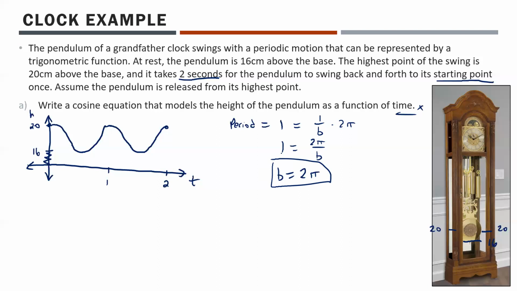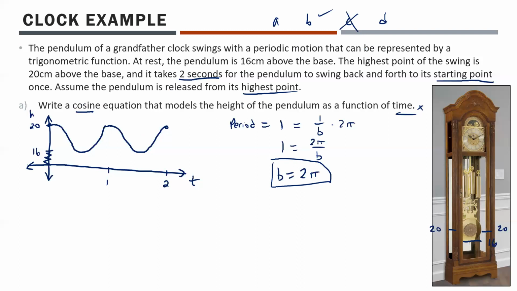Now let's also figure out our other components. Remember, we need a, b, C, and D. B we've already got. The next one we'll address is C, especially because when we have our graph, I hope it's a little bit more obvious to you. Since it's a cosine equation, cosine starts at its max, and because we were told the pendulum was released from its highest point, we're already starting from its max.